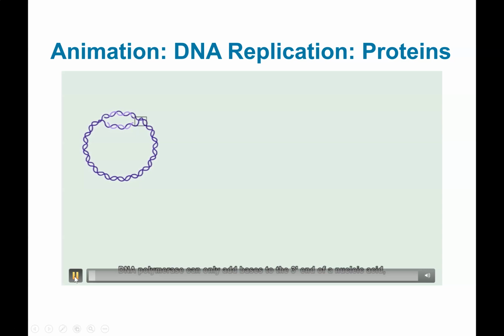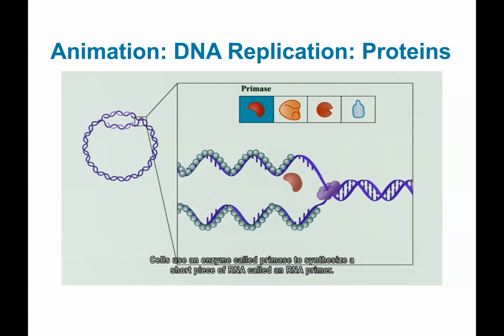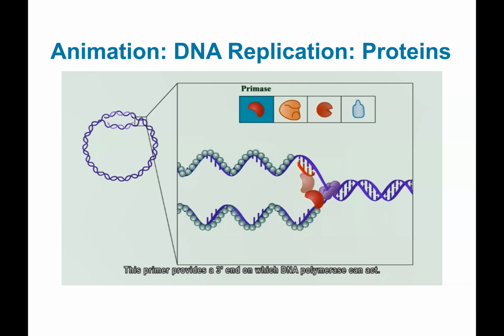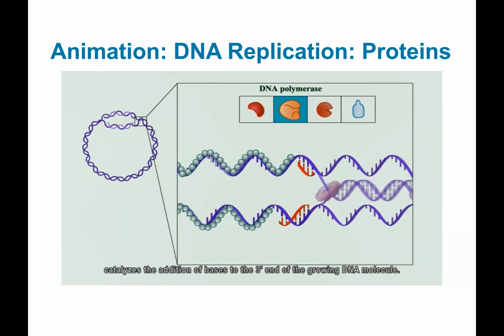DNA polymerase can only add bases to the 3' end of a nucleic acid, which means DNA polymerase can only add bases to an existing nucleic acid. It cannot start replication from scratch. Cells use an enzyme called primase to synthesize a short piece of RNA called an RNA primer. This primer provides a 3' end on which DNA polymerase can act. An enzyme called DNA polymerase catalyzes the addition of bases to the 3' end of the growing DNA molecule.